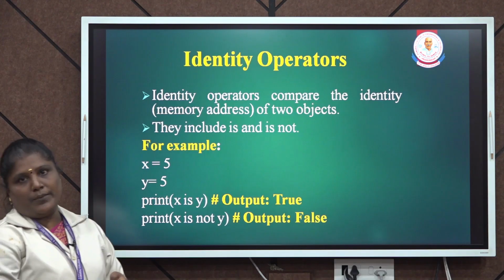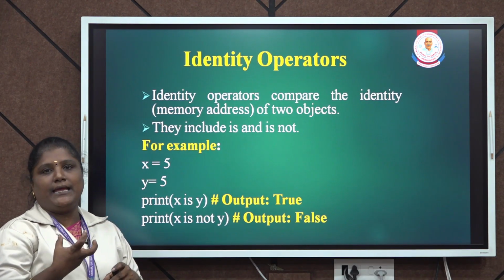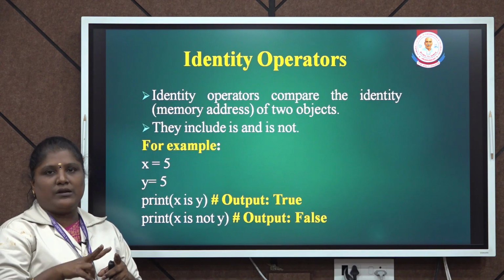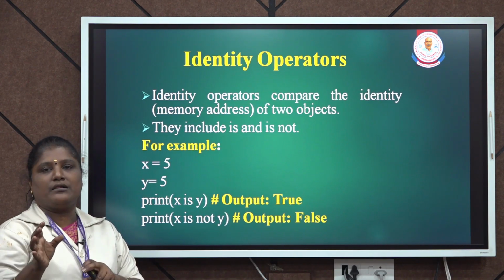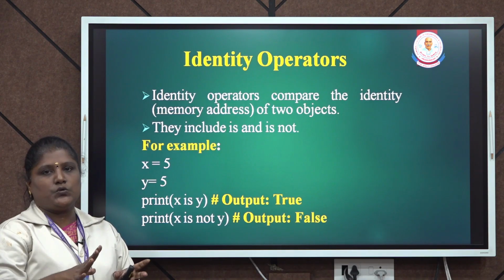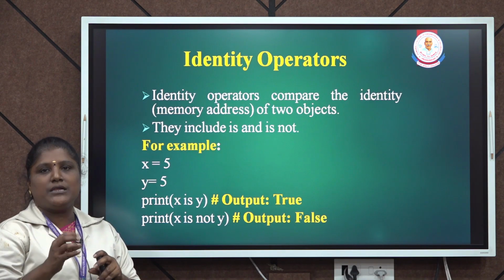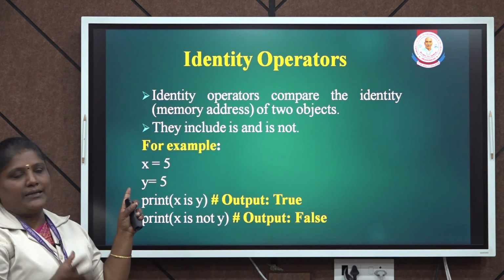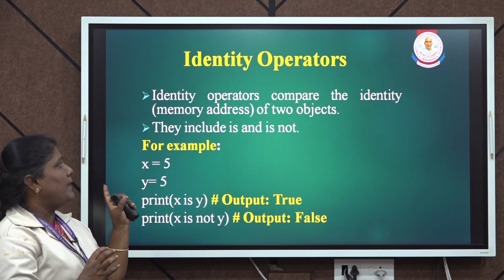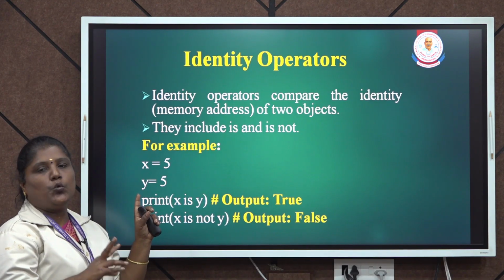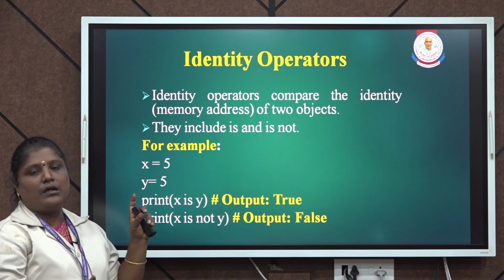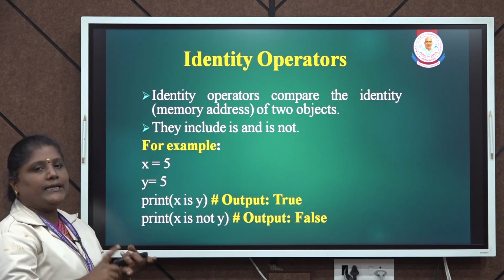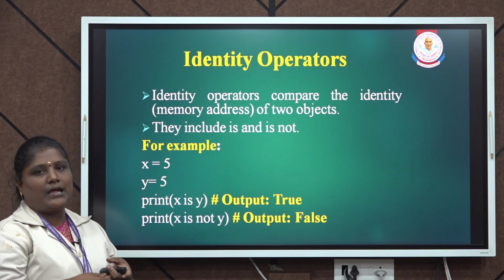Next, the identity operator. What is meant by identity? Identity means memory address. If both variables refer to the same address, it will return true, otherwise it will return false. So the identity operator is a special operator in Python. Identity operators compare the identity of two objects or two variables. Identity means memory address. They include the is and is not operators.